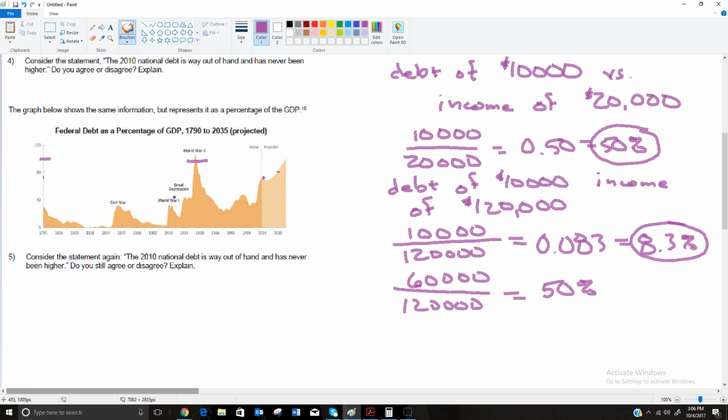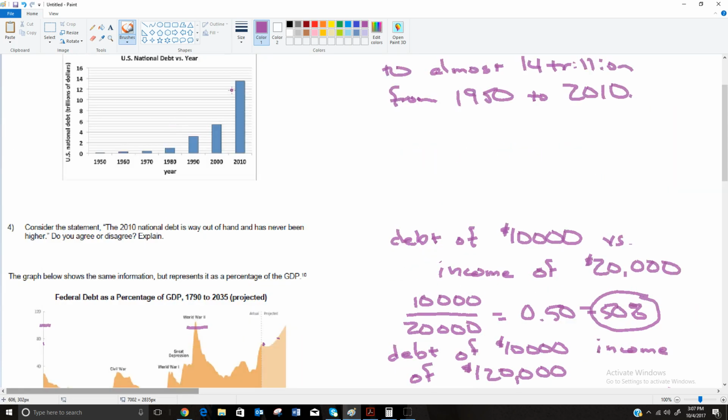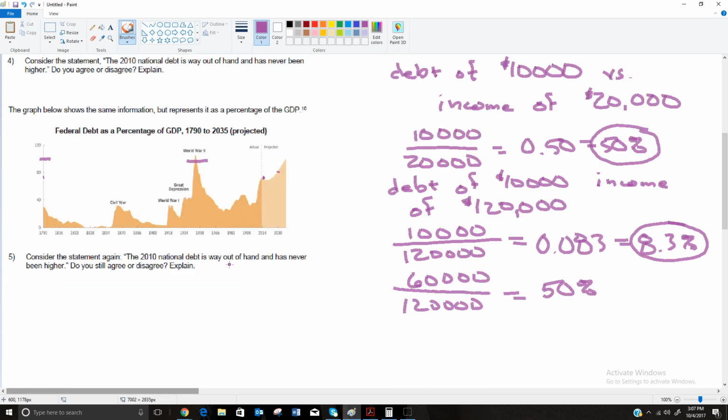So now, having that big long discussion, consider the statement, the 2010 national debt is way out of hand and it's never been higher. Well, our debt did go up, but our gross domestic product also went up. So it continued to go up steadily, but if you look at it in comparison to our gross domestic product as a percentage, it has actually gone down, up. It rose terribly high during World War II, then it dropped again, and now it's on the rise again.